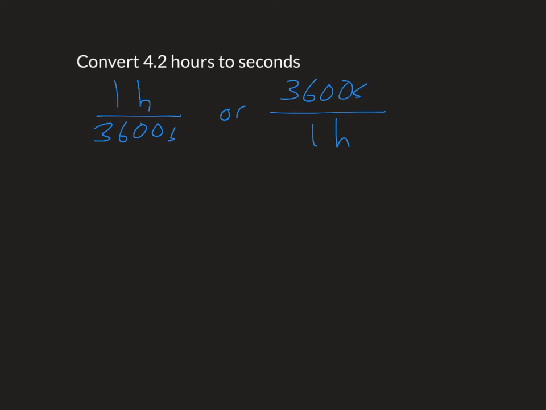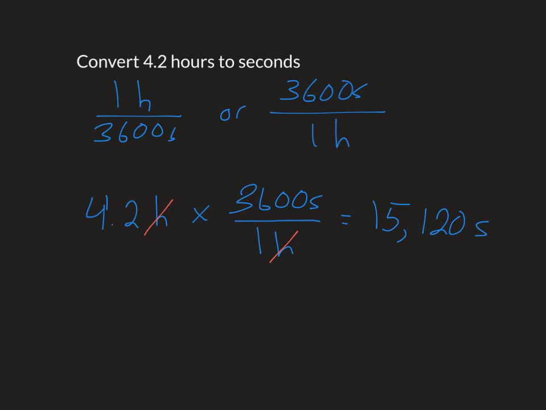All right, so now we're going to take what we were given in the problem, the 4.2 hours, okay, and we're going to multiply that by one of these two setups. Hopefully you're getting the hang of this by now. We want to get rid of hours. We want hours to show up at the bottom, so we're going to want to use this setup. So we're going to multiply by 3,600 seconds per 1 hour. The hours will cancel out. And when I multiply 4.2 times 3,600 divided by 1, I get 15,120 seconds. All right? That was a nice, easy one.